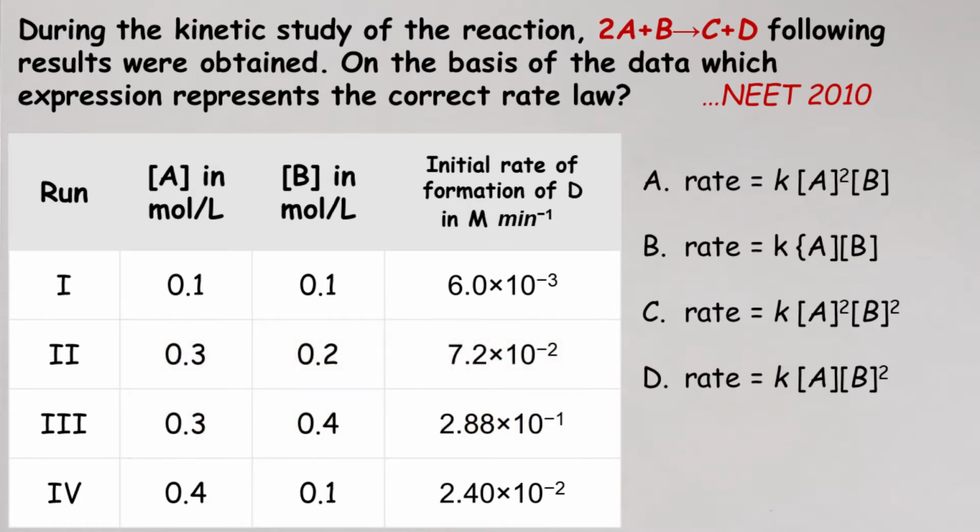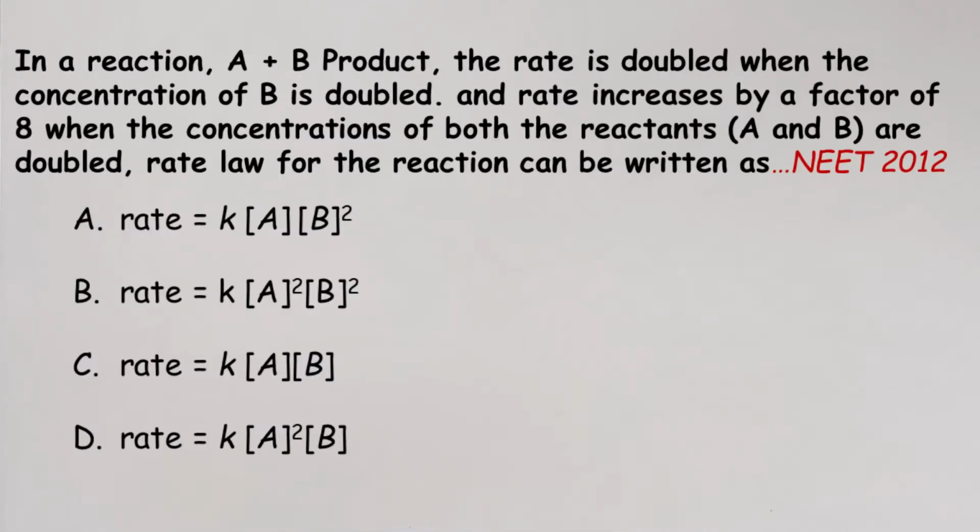So hence the correct option would be delta, where the order with respect to A is 1 and B is 2. If they ask you the total order, that would be 1 plus 2 is 3. Let's look at a different pattern which relates to the same. A question came in the 2012 NEET exam.